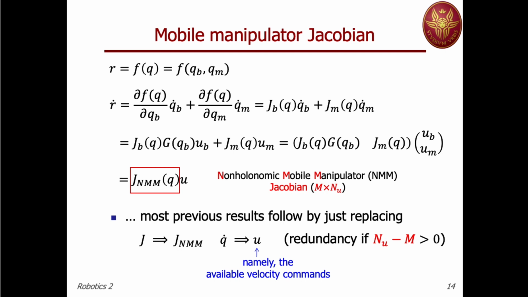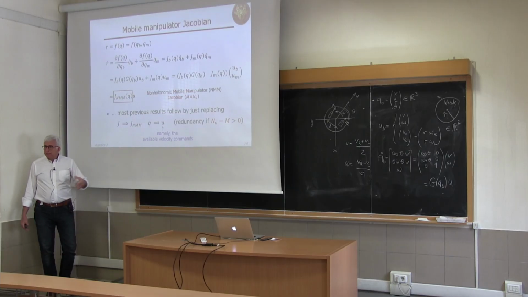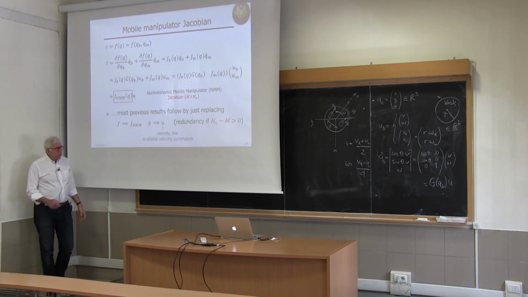And the degree of redundancy now, with this in mind, so we will have r dot equal J_nm times u. So we have to look at the number of rows and columns of this matrix. This will have m rows and only nu columns, so the number of actual input commands, and nu is strictly less than n. So the redundancy is there if nu minus m is strictly positive. So this is the index that characterizes redundancy with respect to a given task of a non-holonomic mobile manipulator.